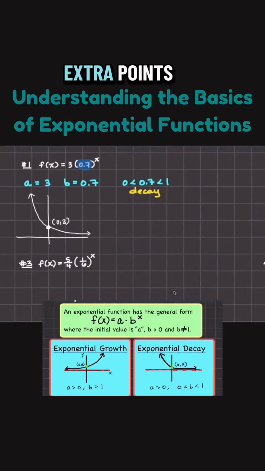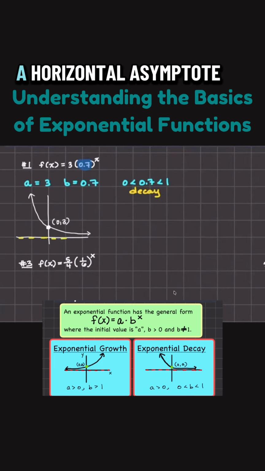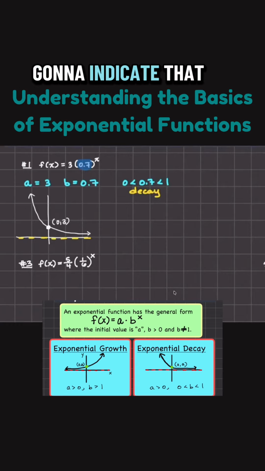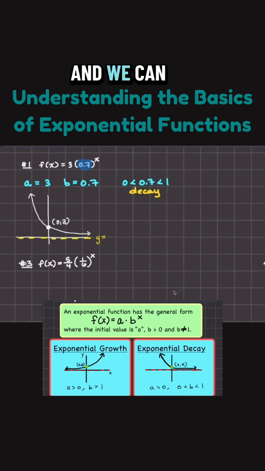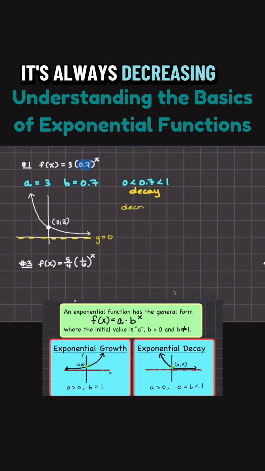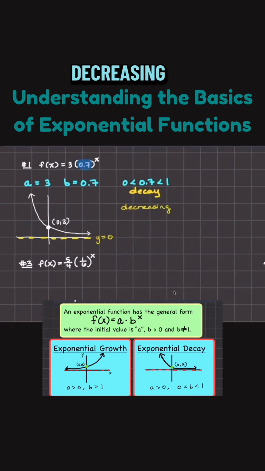We didn't plot any extra points, although you certainly can. And like we said, this is a horizontal asymptote, so I'm just going to indicate that with a dotted line, and we can label that there. So we have decay, which means it's always decreasing. And when we talk about it decreasing, it's always decreasing on its domain, which we said is all real numbers. And this one is going to be concave up.